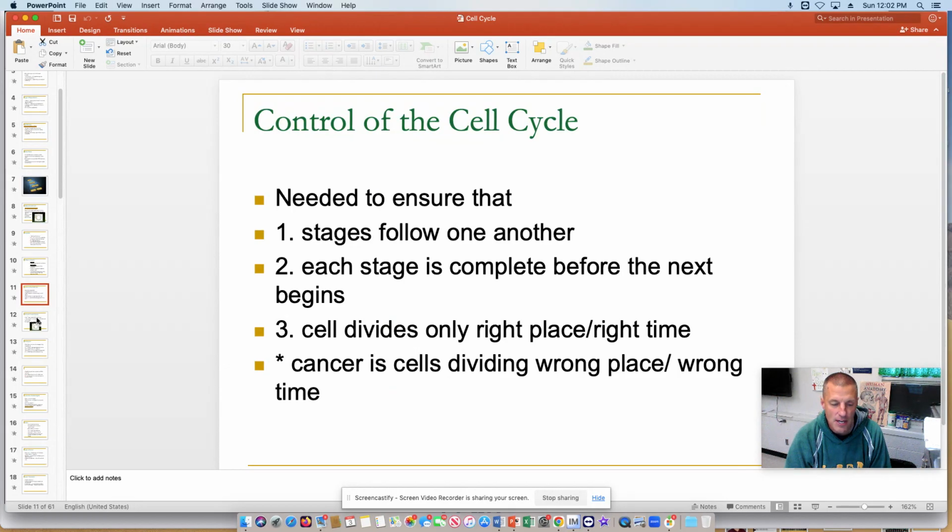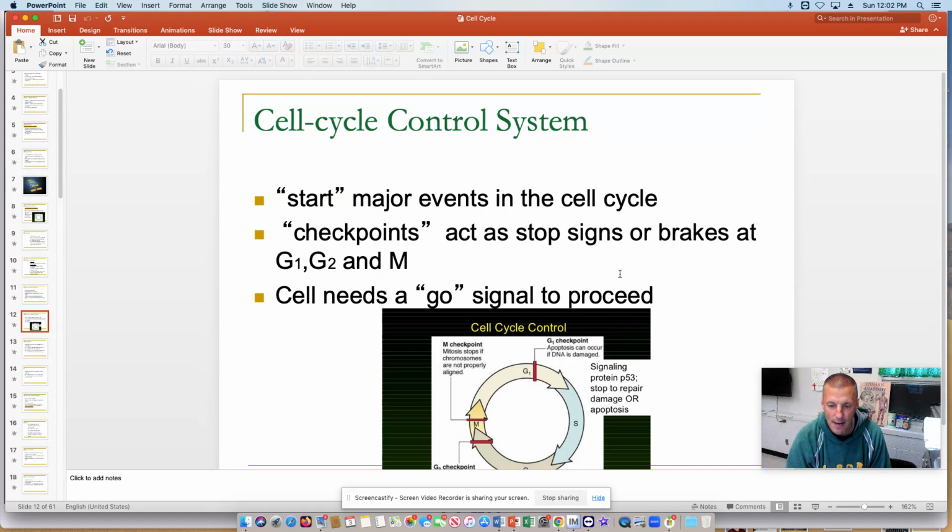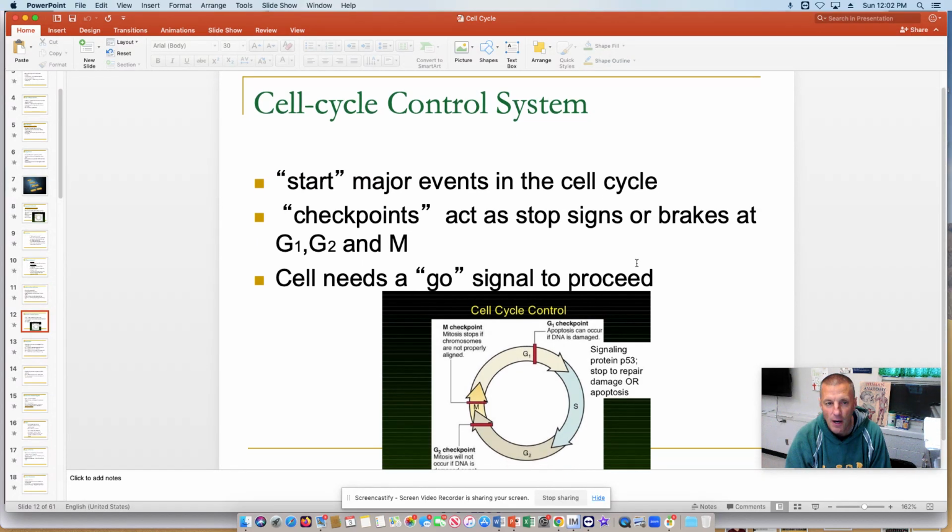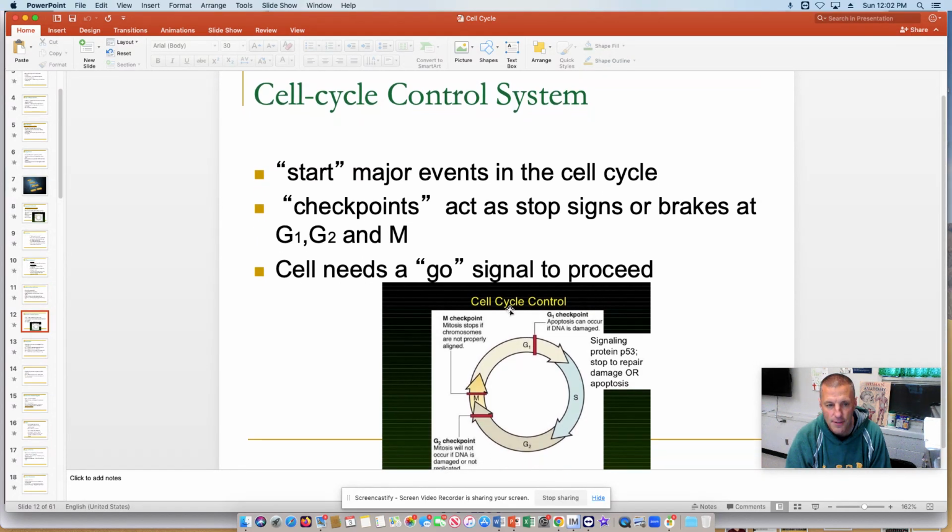Control. Stages have to follow one after the other. They have to divide at the right place and at the right time. And that's done by these checkpoints, which again, it's not like somebody's watching the assembly line and shutting it down if something isn't right. These are chemical signals. If everything wasn't copied correctly from the previous generation of cells, G1 should shut it down and destroy that new cell because it doesn't have all the information it would need to proceed in a healthy and efficient way.